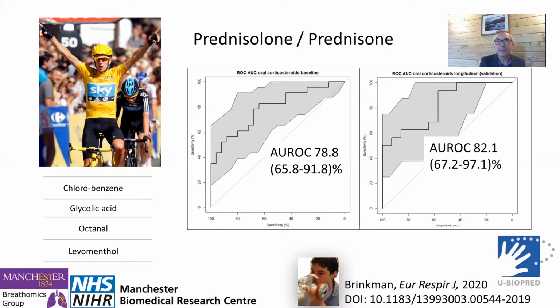We performed multivariate analysis. The volatiles that were most commonly identified in the discriminant analysis are shown here on the left. The central ROC curve is the baseline model, and the right-hand ROC curve is the validation, the external validation set, and you can see that both performed reasonably well. I'll just draw your attention to these 2 volatiles, glycolic acid and octanol, which I'll show on the next slide too.